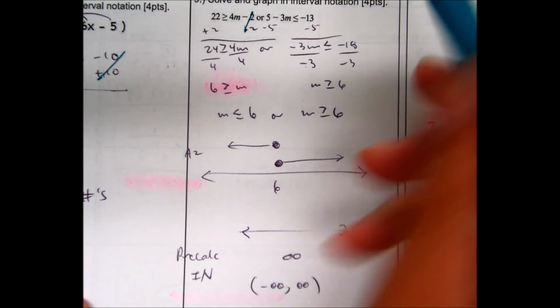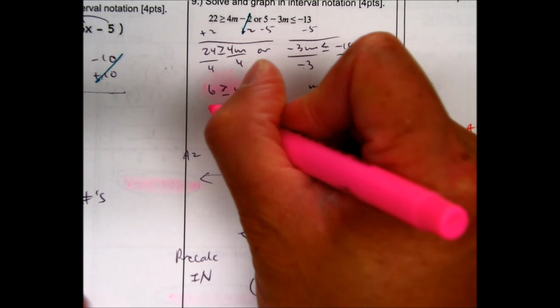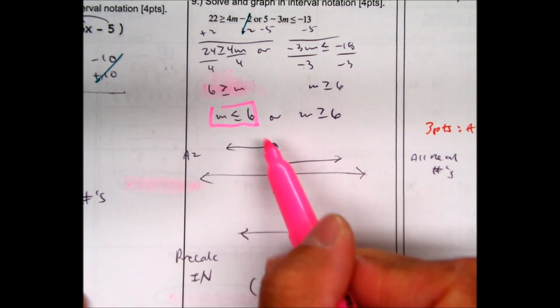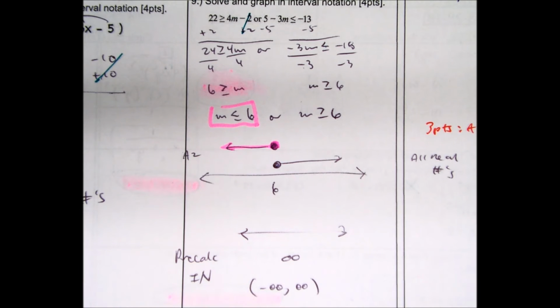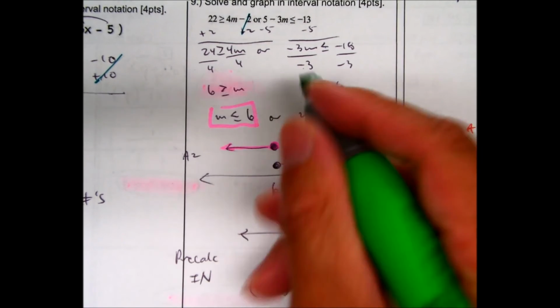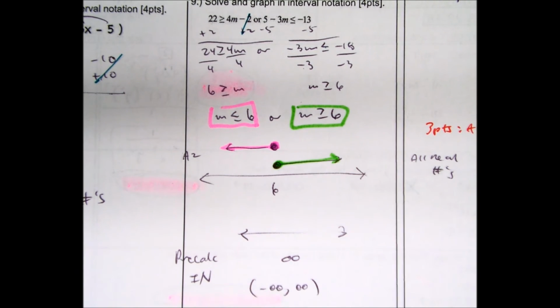This side, subtract 5. Negative 3m is less than or equal to negative 18, divided by negative 3. Flip the inequality sign. M is greater than or equal to 6. Then I can graph that. Color code that for you. Solid circle, meaning you're including 6 and going towards the left. Or m is greater than or equal to 6 going towards the right.